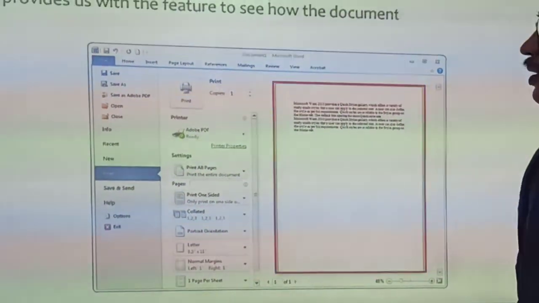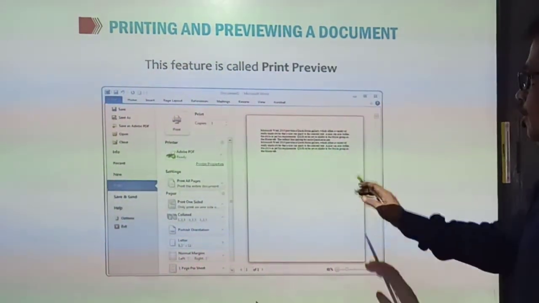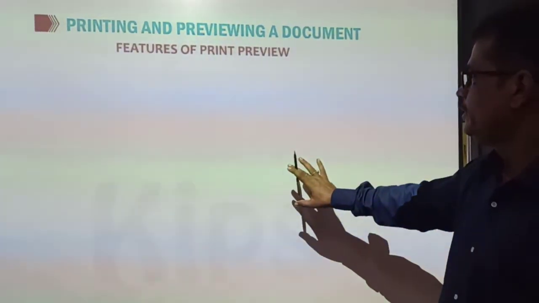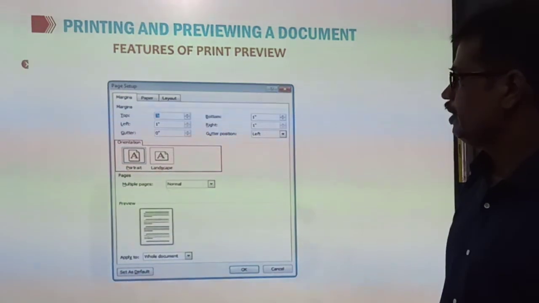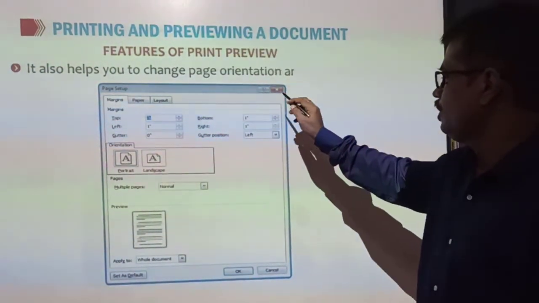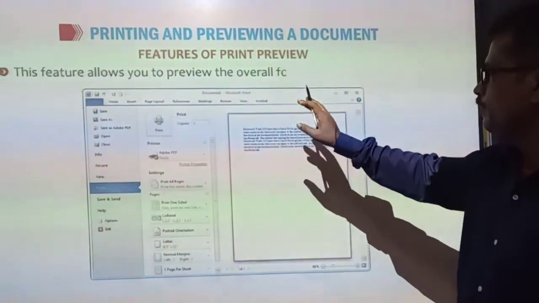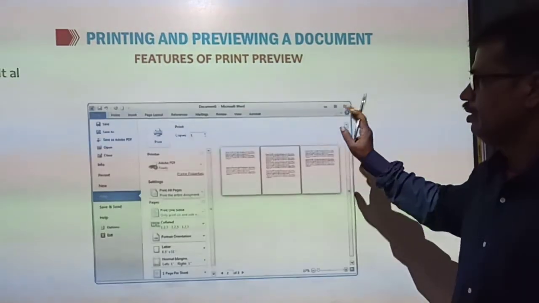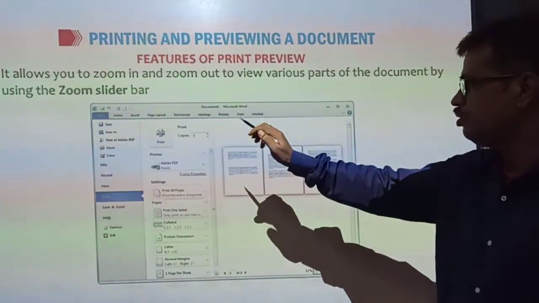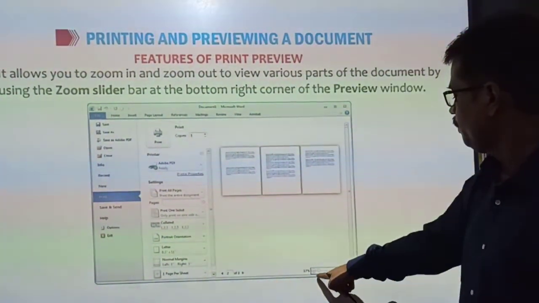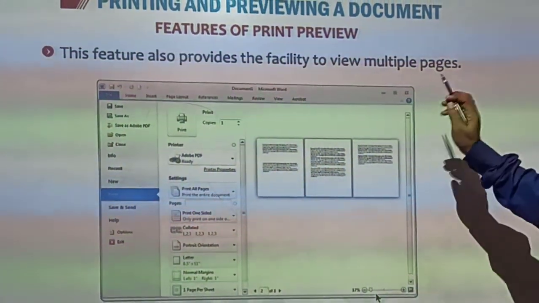Now this feature is called print preview, as I have already told you. Now the features of print preview, what you can do. It helps you to modify the page margins. It also helps you to change page orientation and page size. This feature allows you to preview the overall formatting of your document. It allows you to zoom in and zoom out to view various parts of the document using the zoom slider bar at the bottom right corner. This is the zoom slider bar. This feature also provides the facility to view multiple pages.